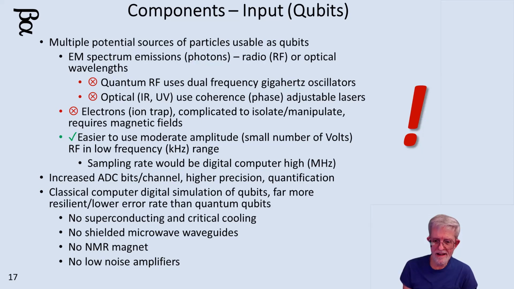And the sampling rate would be at the megahertz level. So individual quantums would be processed at certainly kilocycles per second, or kilohertz, but your upper limit would be megahertz, not gigahertz, just megahertz. And if I wanted to increase how well I knew it was a 1 or a 0, I could improve the number of bits in my analog to digital converters, so improving my precision, my quantification. But if I did that in a classical computer environment, I wouldn't need any superconducting or critical cooling. I wouldn't need to do microwave guides to shield things. I wouldn't need an MRI magnet, and I wouldn't need low noise filtering. It would just be a series of stored arrays of values.